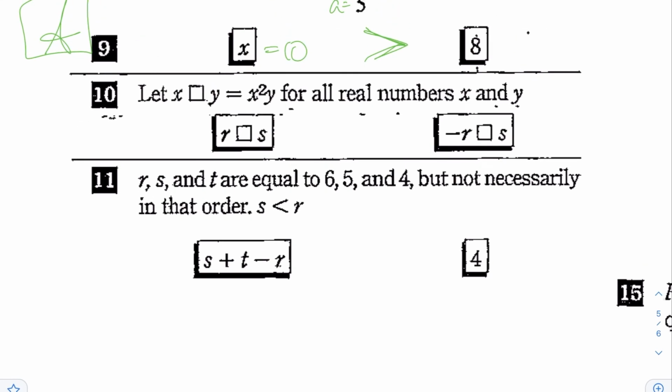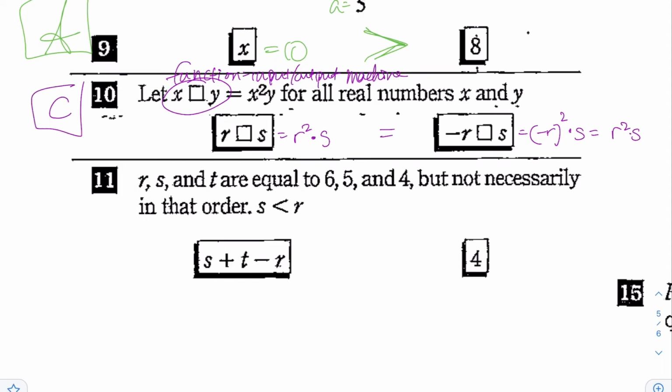Next for number 10, you have to let x symbol y be equal to x squared times y for all real numbers x and y. You want to compare r symbol s versus negative r symbol s. So this is your function, and your function is just an input-output machine. And all you have to do here is substitute in. So r symbol s will be r squared times s. Negative r symbol s will be equal to negative r in parentheses squared times s. And the negative r times negative r is just r squared. So it turns out that they're going to be equal for number 10.